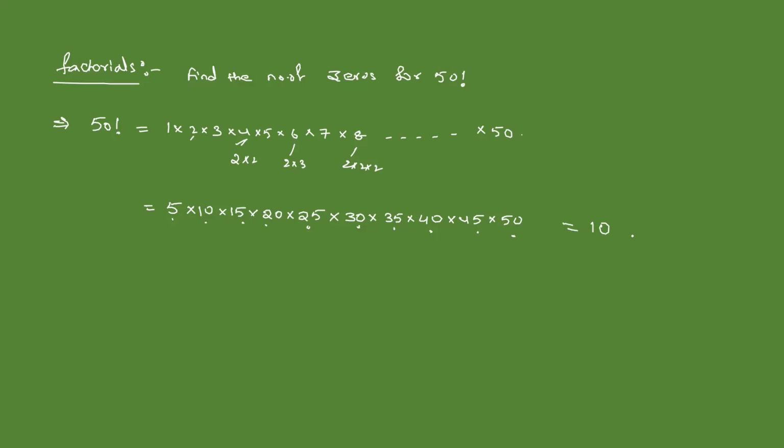So will 10 be our answer in this case? No, not 10. Why? Because when you see 25, we can write it as 5 into 5. There are two 5s. When it comes to 50, we can write 5 into 5 into 2. So there are two 5s in this case and two 5s in this case. So total 10 plus 2, that is equal to 12.